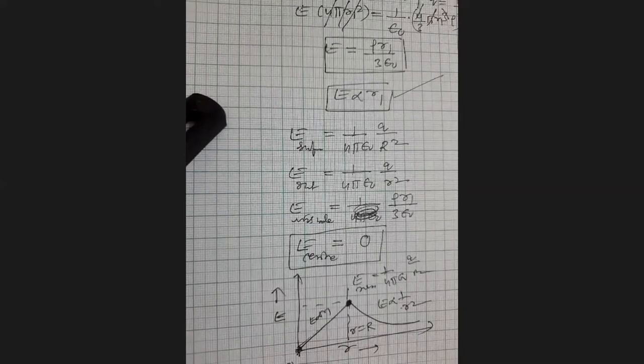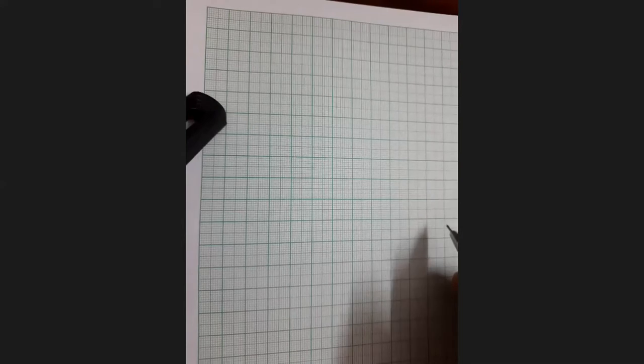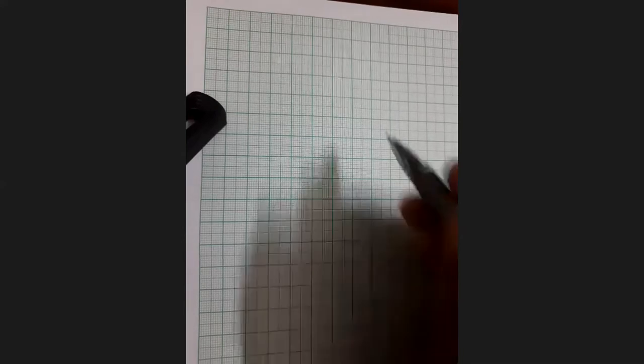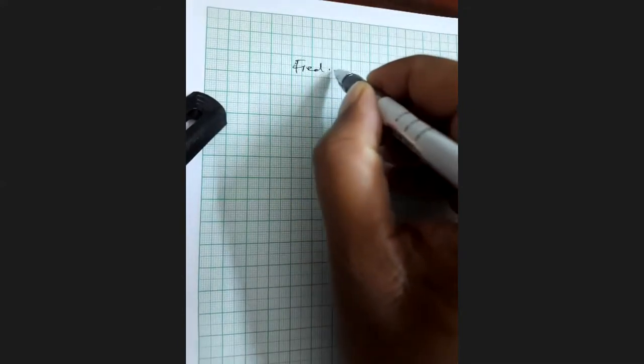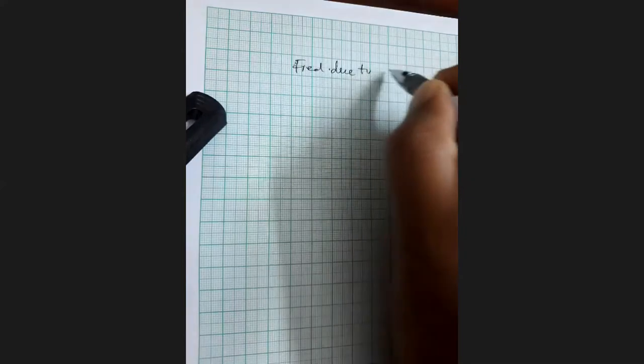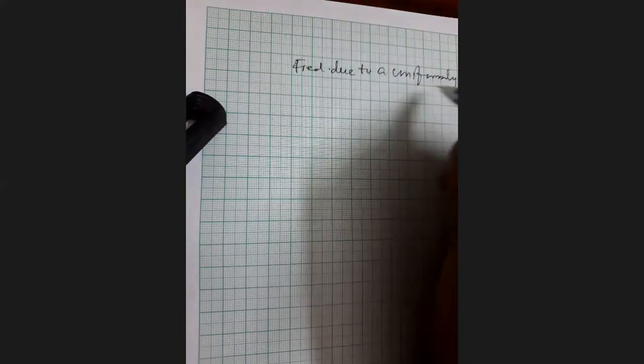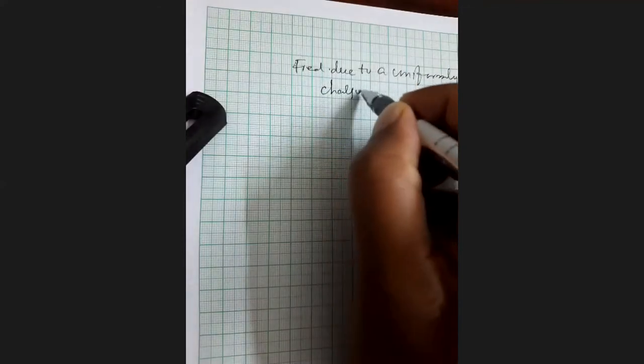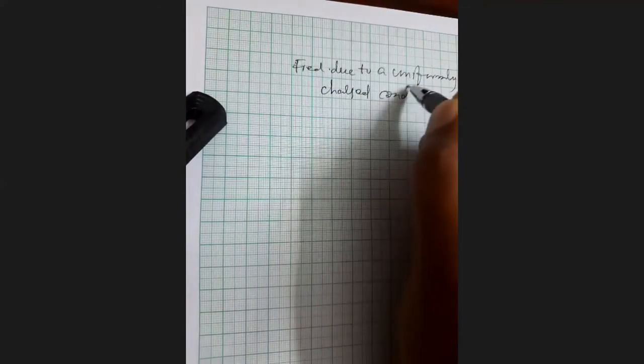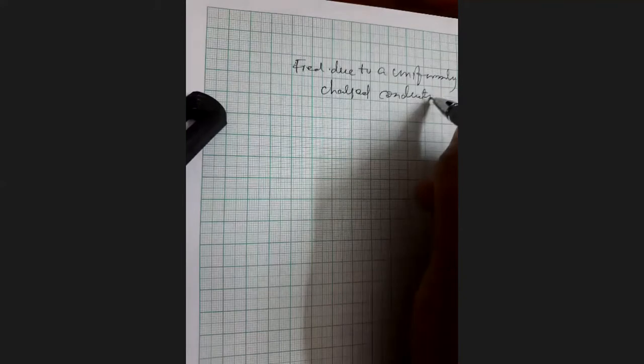Right. Next, let us apply the Gauss law in the case of a uniformly charged conducting cylinder. So, electric field strength due to a uniformly charged conducting cylinder.